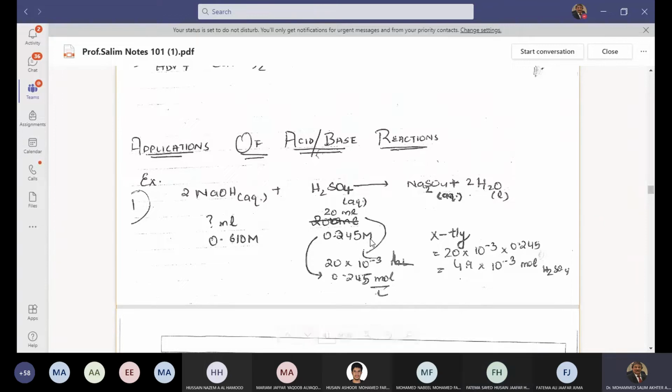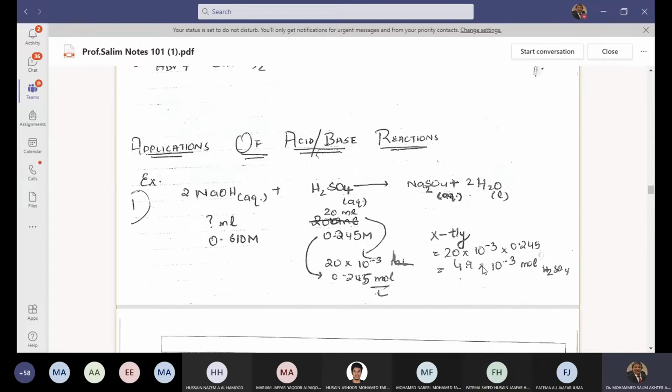0.245 capital M. Instead of capital M, can I write moles per liter? Yes. If I know volume and I know concentration, and I multiply them together, can I get moles? Yes. Is this number correct? 4.9 times 10 to the power minus 3 mole sulfuric acid. Yes, correct.